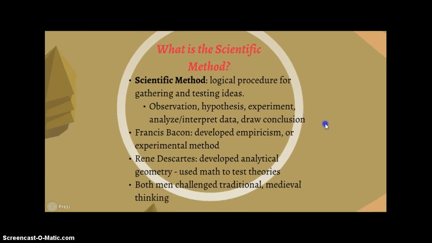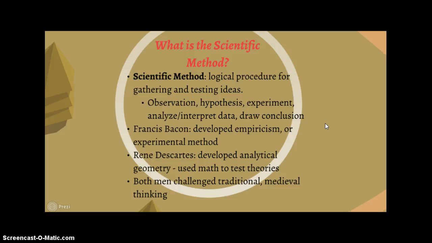So what is the scientific method? The scientific method is a logical procedure for gathering and testing ideas. So it starts with an observation. So we make observations, then we create a hypothesis. We experiment and test that hypothesis, then analyze or interpret the data, and then draw conclusions, either confirming our hypothesis or changing it.